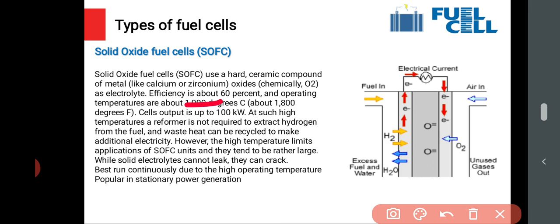However, the high temperature limits the application to large scale, and they tend to be rather large. There is no chance of leakage, but they can crack. Best run continuously due to high operating temperature.